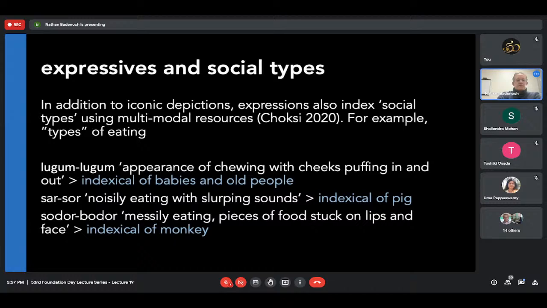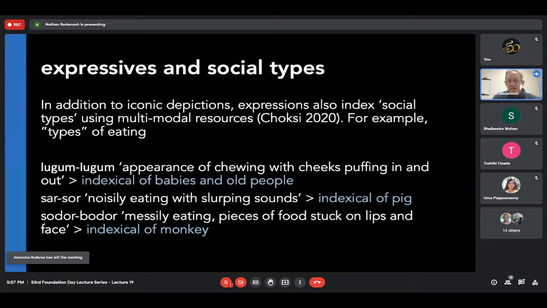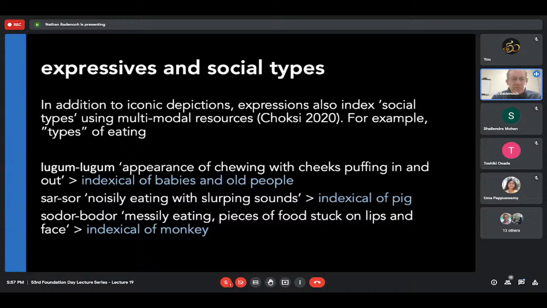In eliciting and discussing the expressives, there was a lot of gesture in the production of expressive meaning. It's been recognized recently that gesture and nonverbal language go quite closely with expressives in the production of these words in speech, and it's becoming more of an important area of research within expressives as well. But this was very evident when we were talking about different types of eating.